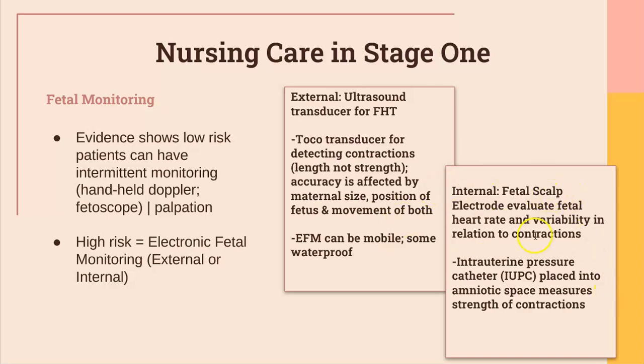And then there's an internal way to monitor the fetus. You can have a fetal scalp electrode, which evaluates fetal heart rate and variability in relation to the contractions. And then there's also something called an intrauterine pressure catheter, or an IUPC, and that's placed into the amniotic space, and that measures the strength of the contractions. So if you think about the toco, it relates to the IUPC, except the IUPC is more accurate and more invasive, as it's an internal monitor.